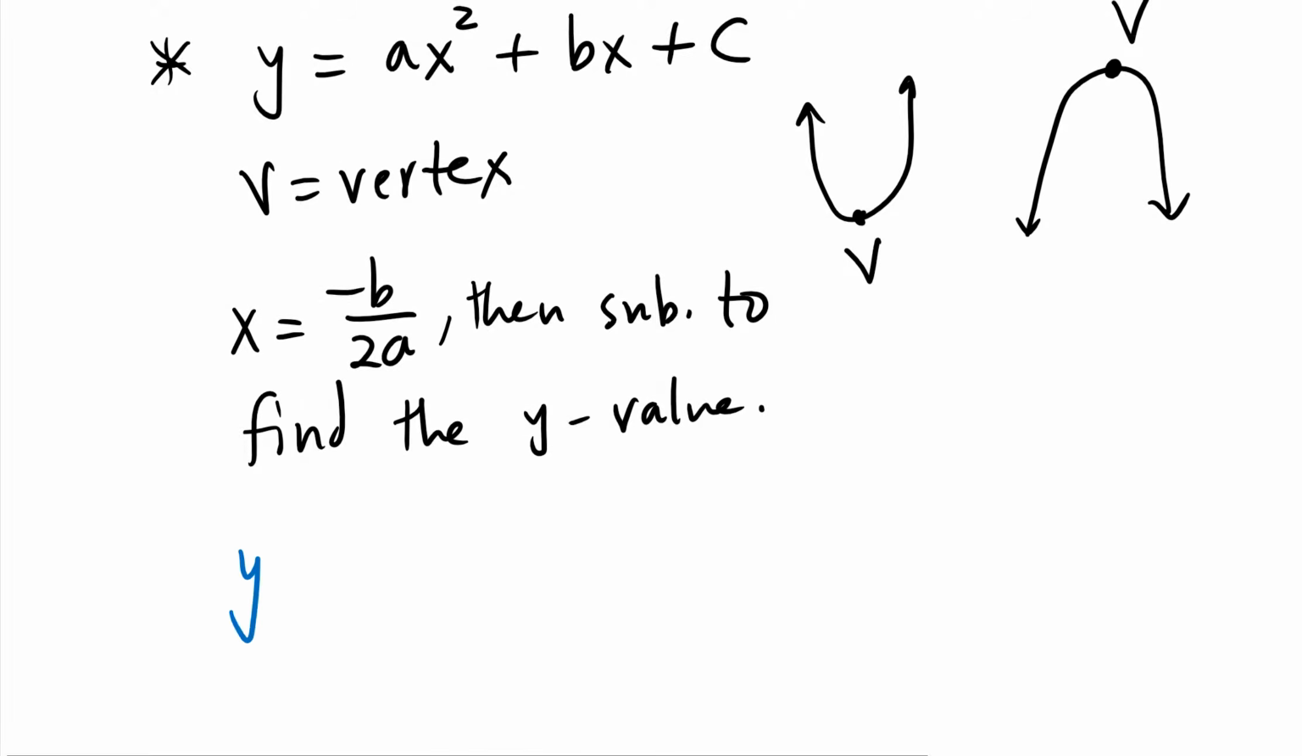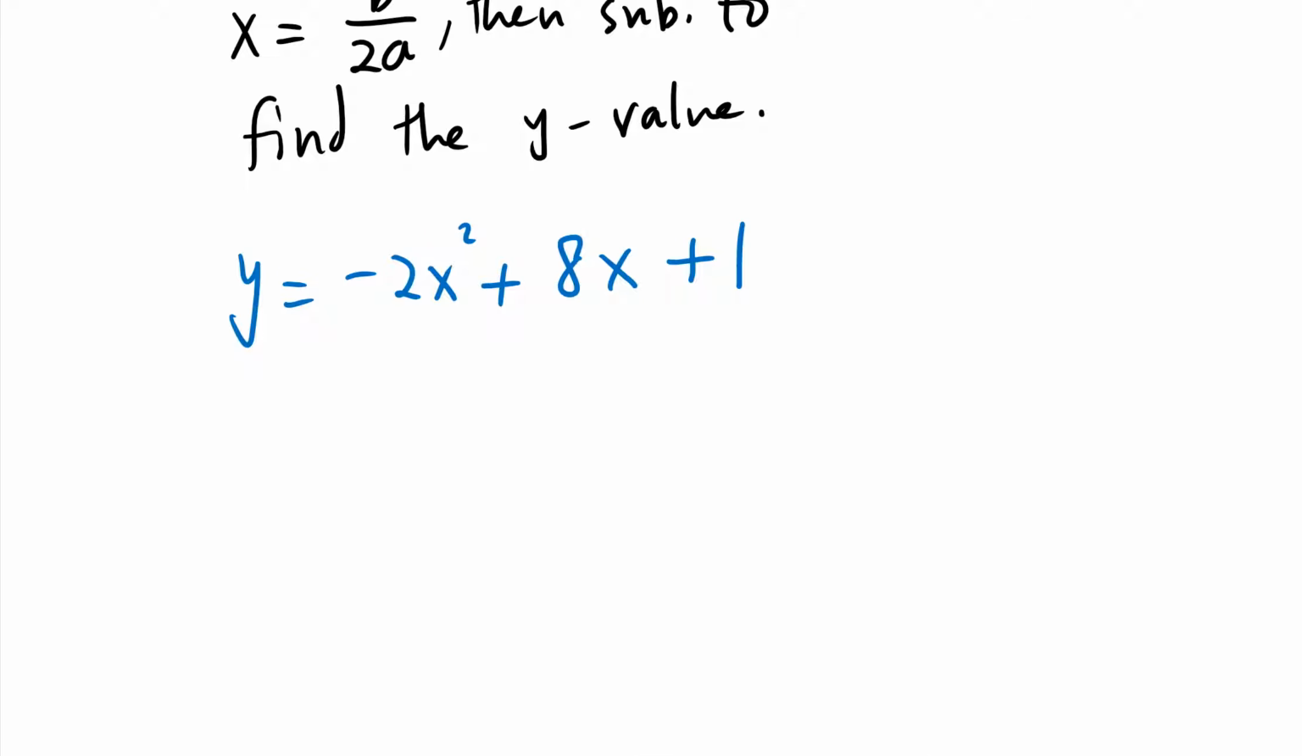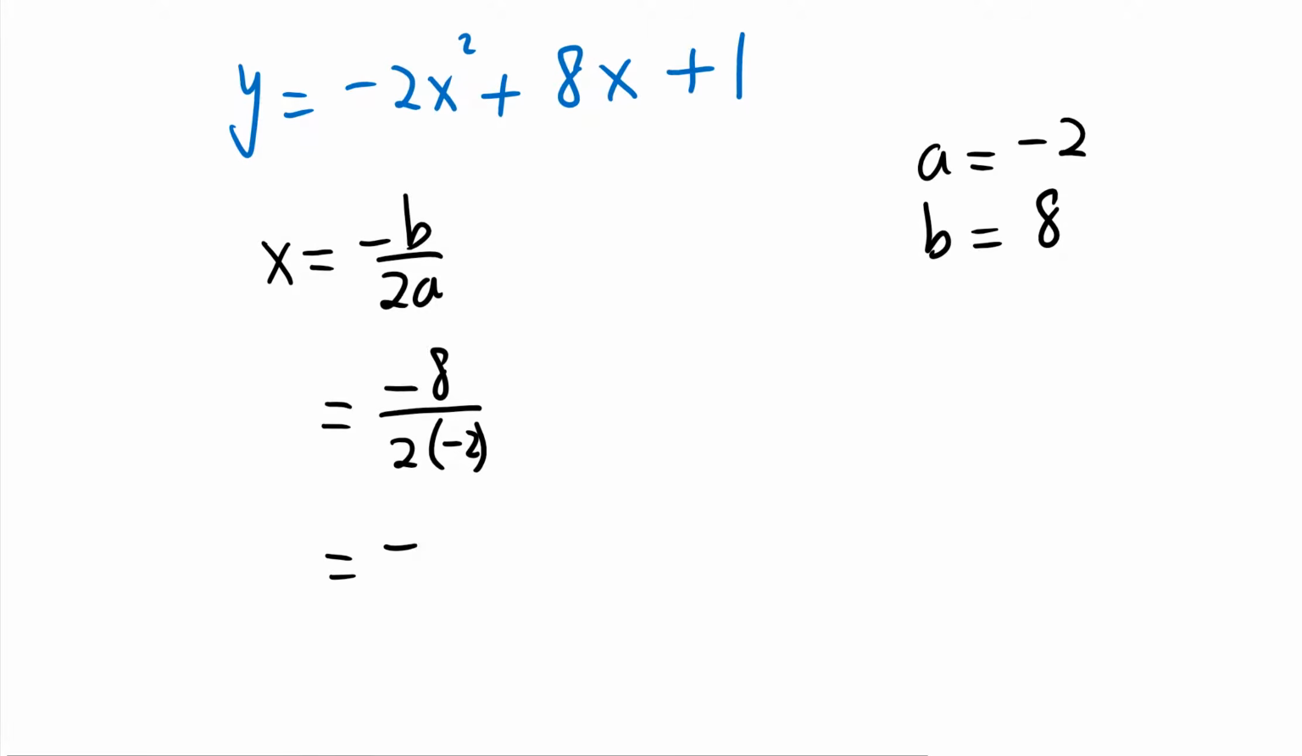For example, let's say y equals -2x squared plus 8x plus 1. We need to find the coordinates of the vertex. How do you find the coordinates of the vertex? We use x equals -b over 2a. I would write down a and b on the side. a is -2 and b is 8. So if we substitute them into this, -8 over 2 times -2. That's -8 over -4, which is 2.